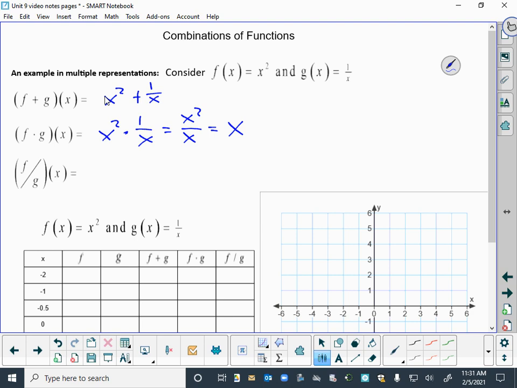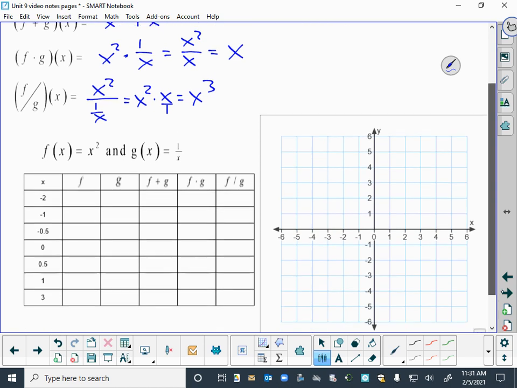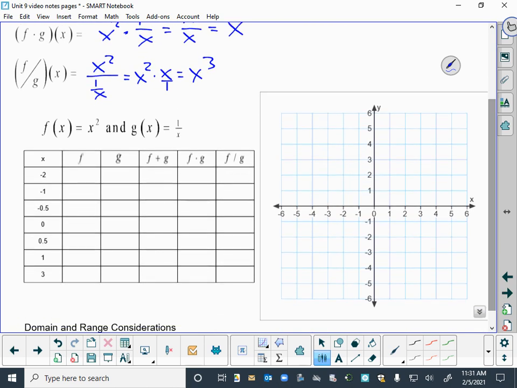F divided by g of x would be x squared divided by 1 over x. We know that that's the same thing as x squared times x over 1, which is x cubed. And again, it's almost going to look like x cubed, but not quite exactly. Might have been interesting to do this as g of x over f of x, but this is what we got. Okay. All right, so in the table, what does that mean when we're actually putting these things together?